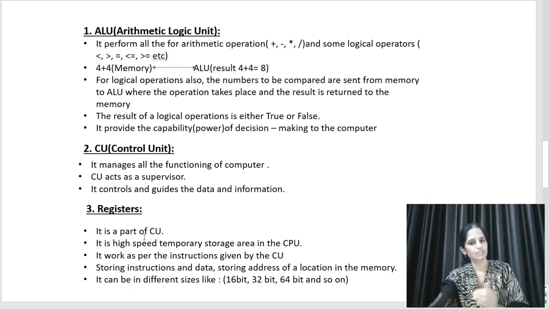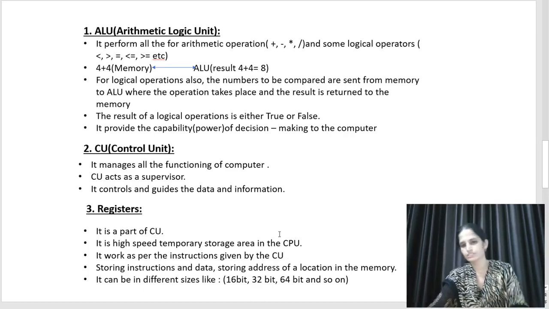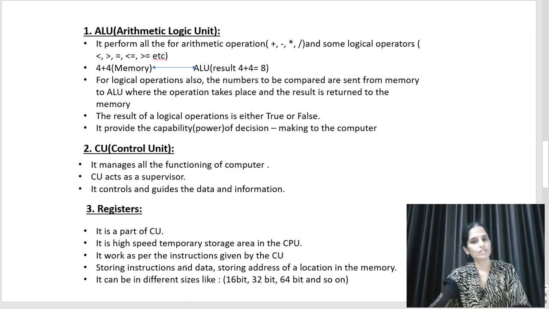The temporary storage area in the CPU is your registers. They work as per the instructions given by the control unit. As the control unit says, registers do their work. The main function of a register is storing instructions, storing data, and storing the address of a location in the memory.